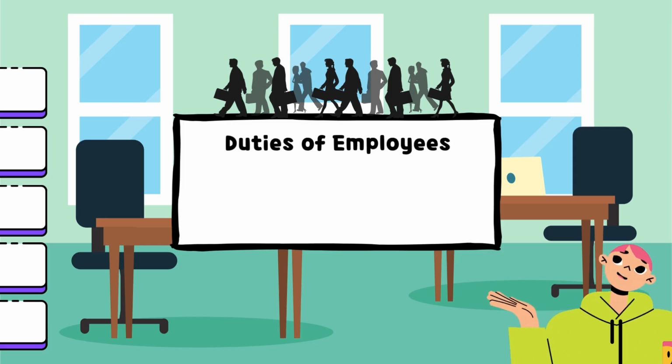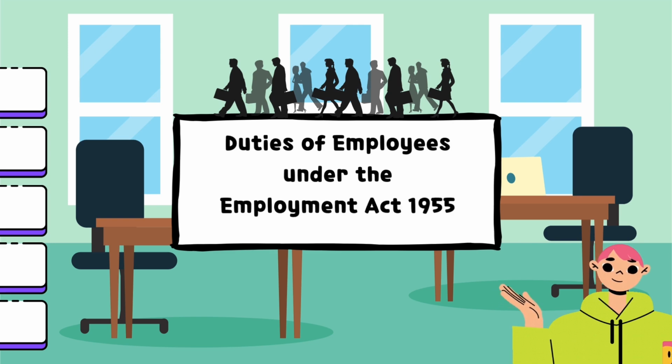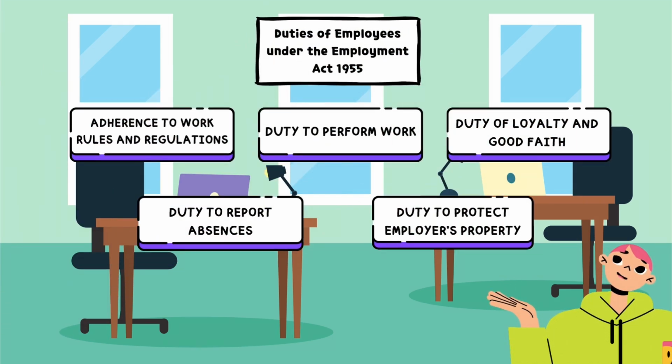Duties of employees under the Employment Act 1955. There are 5 duties of employees under the Employment Act 1955, including adherence to work rules and regulations, duty to perform work, duty of loyalty and good faith, duty to report absences, and duty to protect the employer's property.